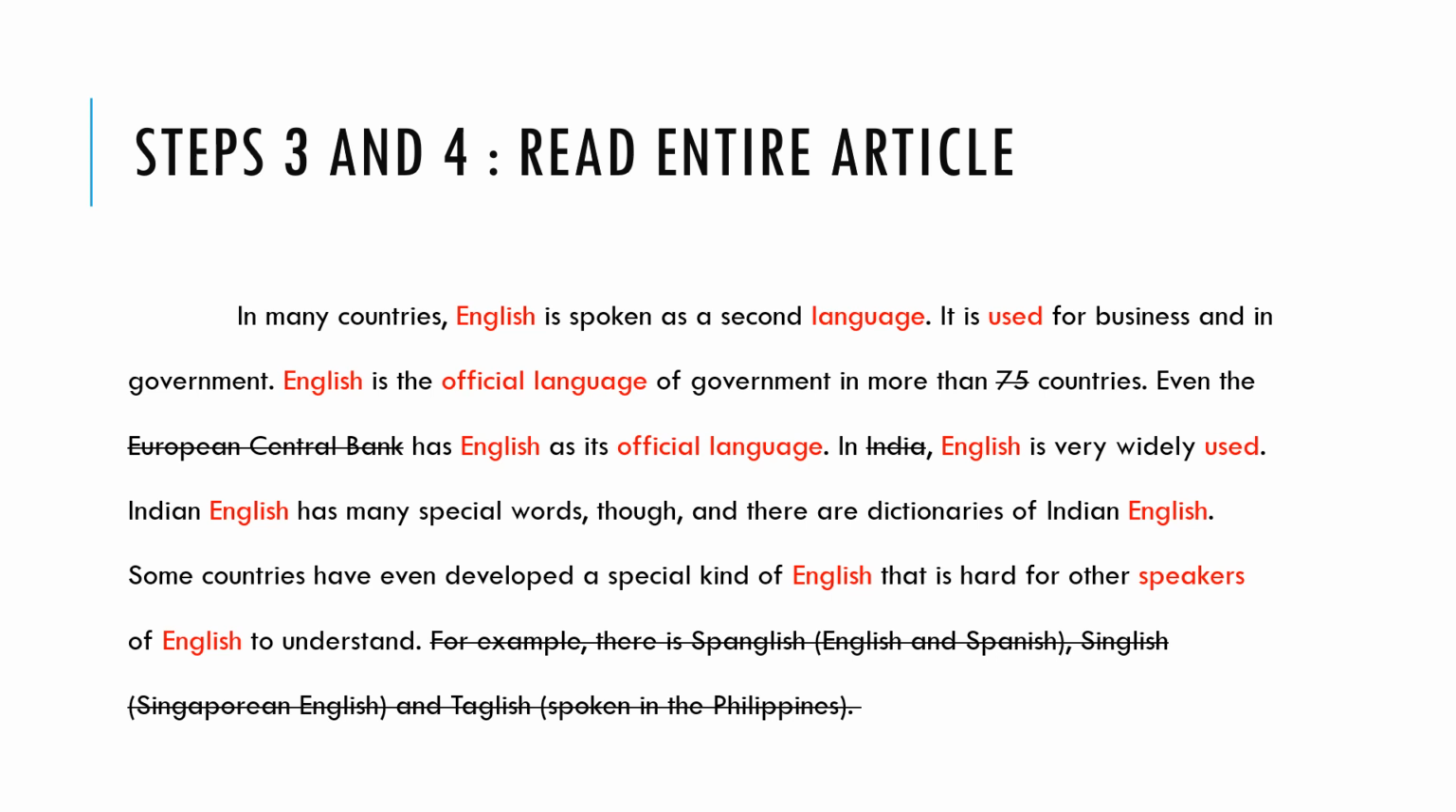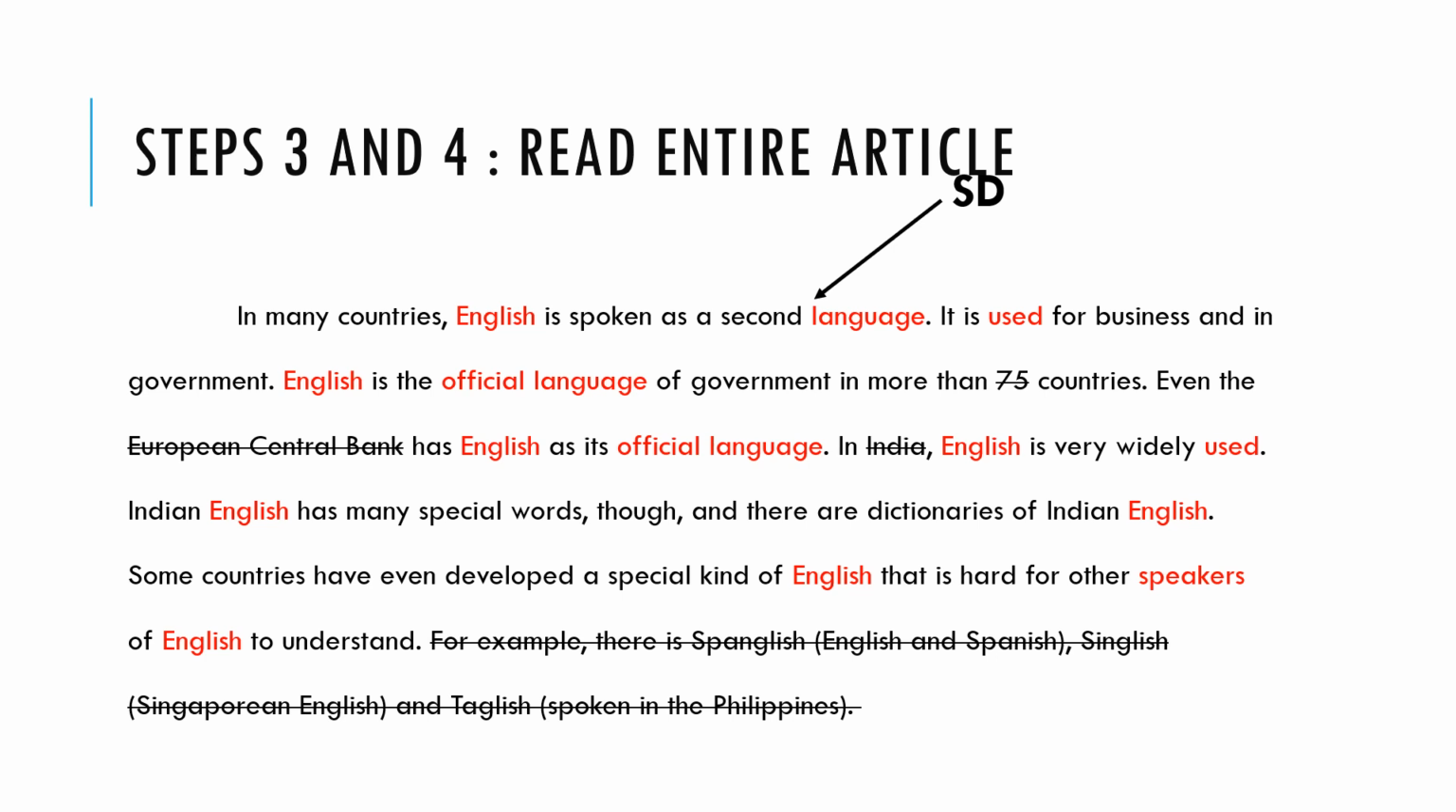India shouldn't be crossed out because it's the name of the country, but European Central Bank should be crossed out because it's the name of a specific business, and we're not going to use that one in here. We'll see here we have an example. We're not going to include examples, so we're going to get rid of those ones.